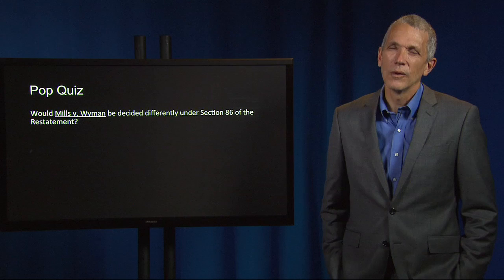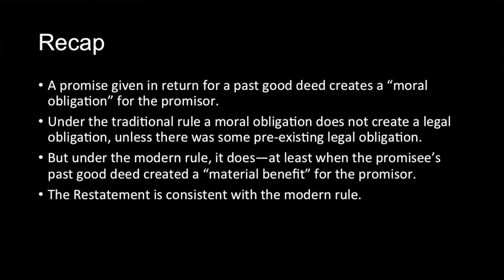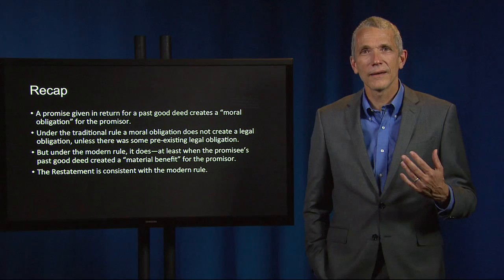Well, let's recap. A promise given in return for past good deed creates a moral obligation for the promisor. Today, we considered whether it is sufficient consideration to also create a legal obligation if there's a subsequent promise. Under the traditional rule articulated, it's not sufficient consideration unless there was some pre-existing legal obligation, such as a past due debt that's no longer enforceable. But under the modern rule, it is sufficient consideration, at least when the promisee's past good deed has created a material benefit for the promisor. The restatement is thus consistent with the modern rule.